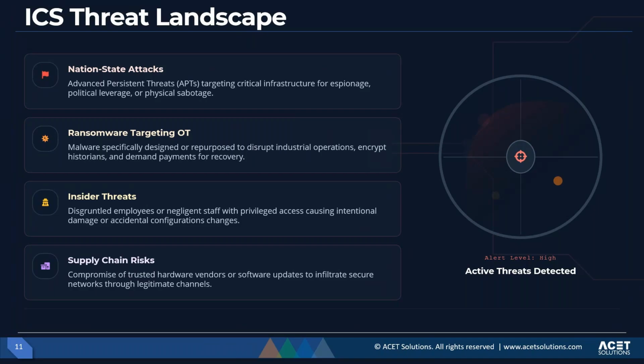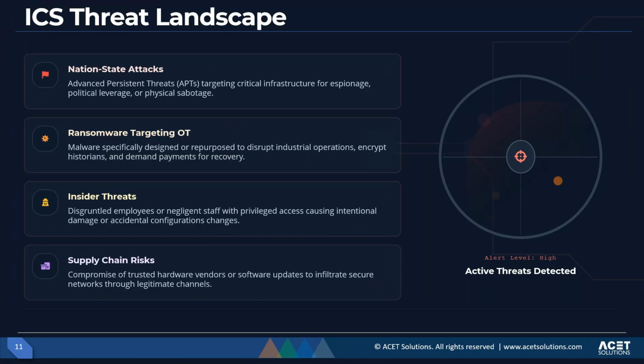Another growing concern is supply chain compromise. Modern ICS environments depend on a complex ecosystem of vendors, integrators, software, updates, and third-party components. If any part of that chain is compromised, attackers can gain access long before the system is even deployed. So all of this reinforces a key point. ICS security must be proactive, layered, and resilient, because the risks are diverse, sophisticated, and increasingly targeted at the physical process that keeps critical operations running.